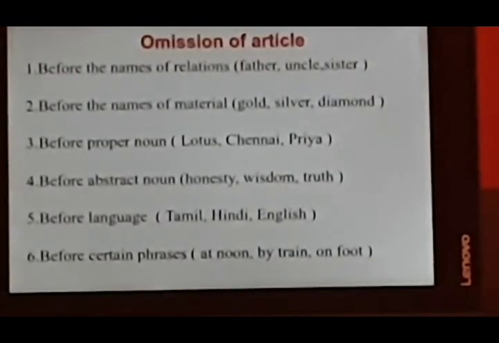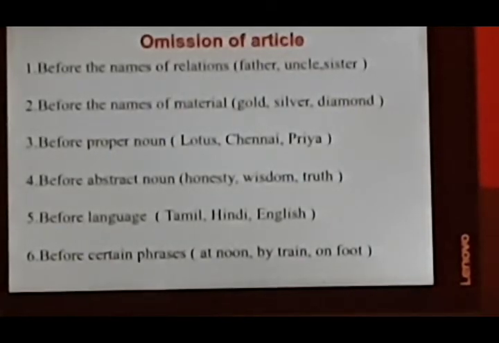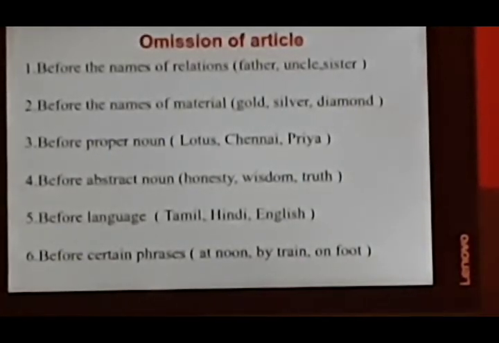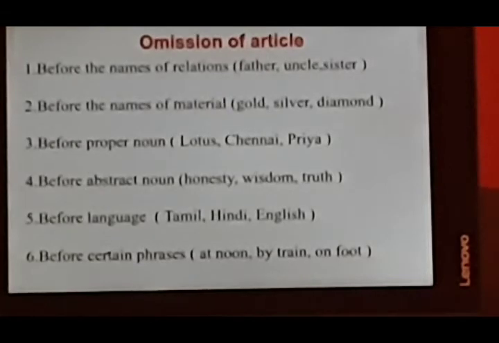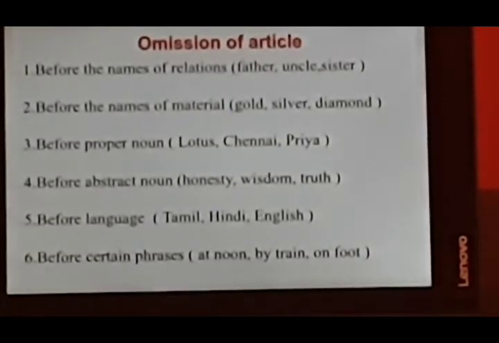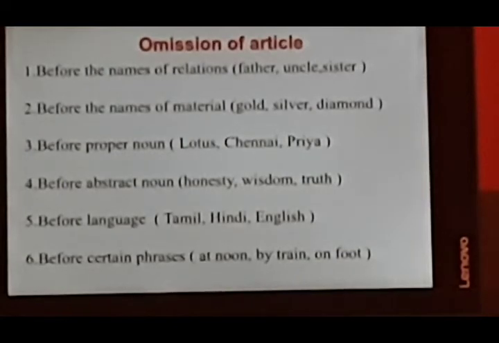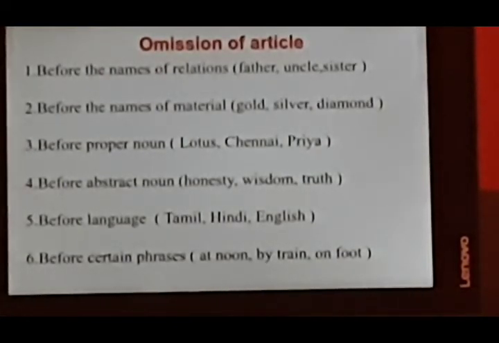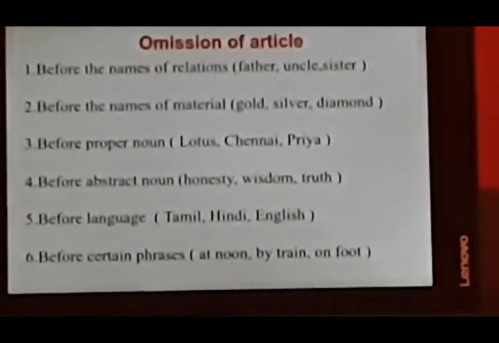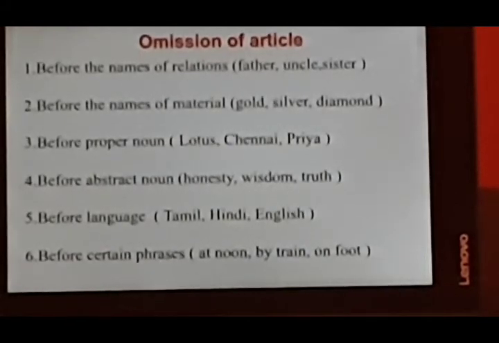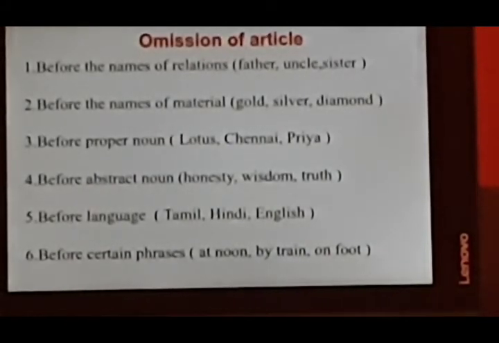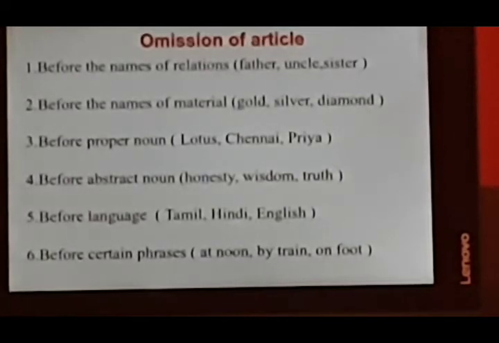Now where do we not use the article? Where we have to omit the article, skip the article before the names of relations: father, uncle, sister. So we don't use the father, the uncle or the sister. Before the names of materials or metals: gold, silver, diamond. Like we say, gold is a precious metal. We don't say the gold is a precious metal. We use it without using the article before it.